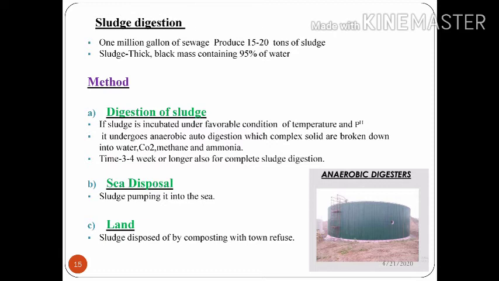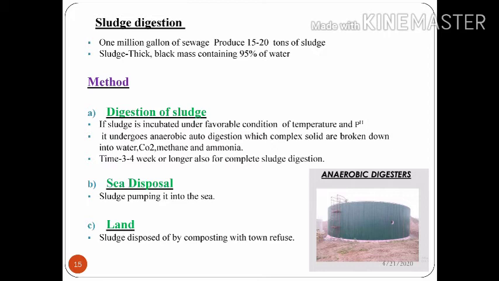First one is digestion. Modern sewage plant treatment employs the digestion of the sludge as a method of treatment. If sludge is incubated under favorable conditions of temperature and pH, it undergoes anaerobic autodigestion in which complex solids are broken down into water, carbon dioxide, methane, and ammonia. Volume of sludge is also considerably reduced. It takes 3 to 4 weeks or longer for complete sludge digestion.